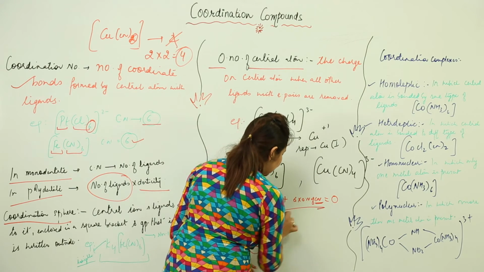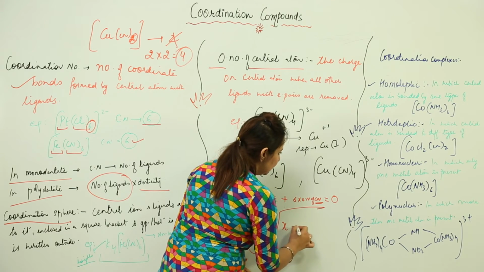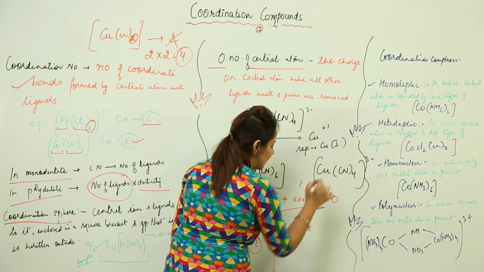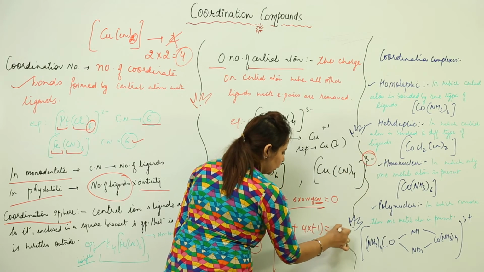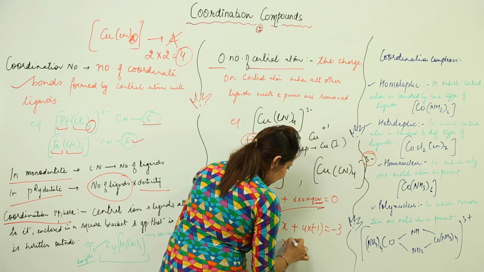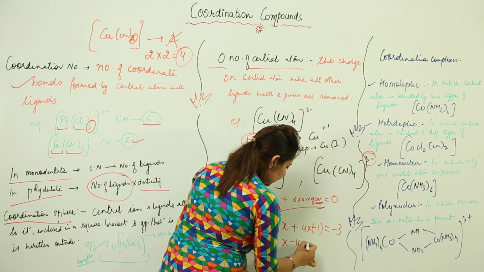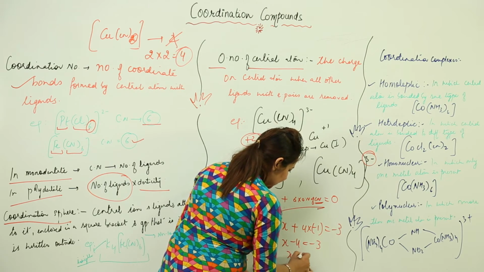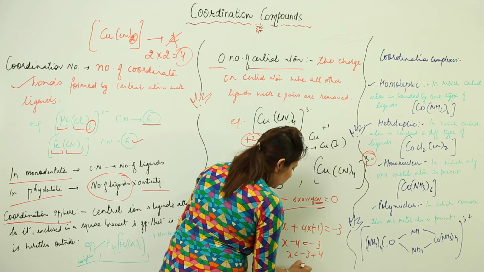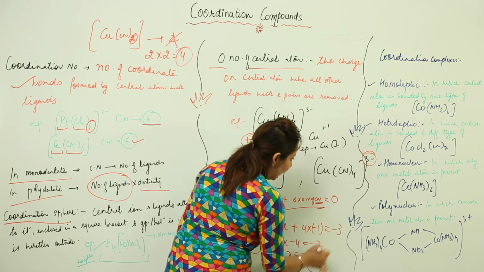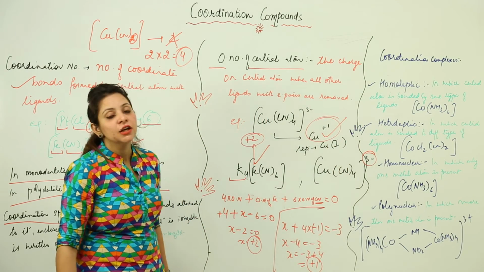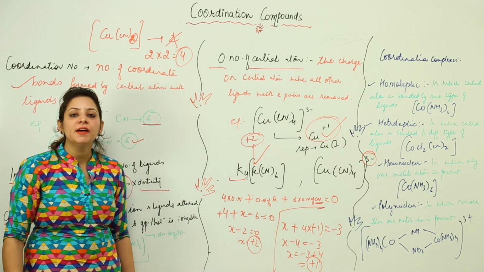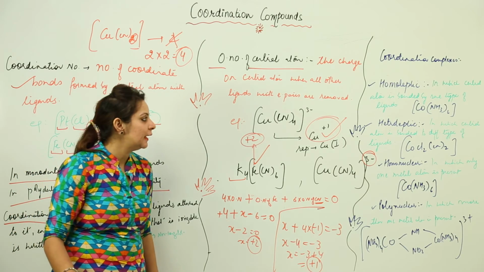As you can see, for copper it is X plus 4 into CN, which is -1. It is a charged species, so you need to equate it with the charge, -1. So it becomes X minus 4 is equal to -3. X is equal to -3 plus 4, which comes out to be +1. That is why I told you that here the oxidation number of copper is +1. So this is how you can find out the oxidation states for the central atom.